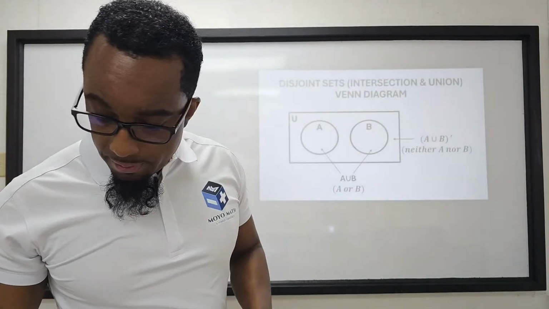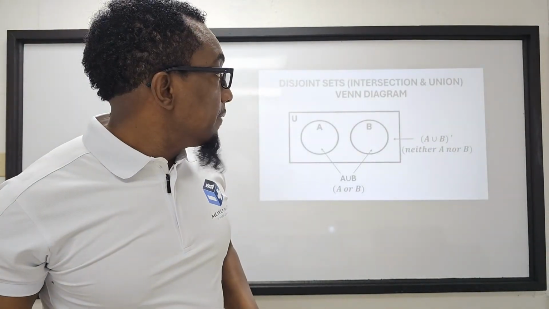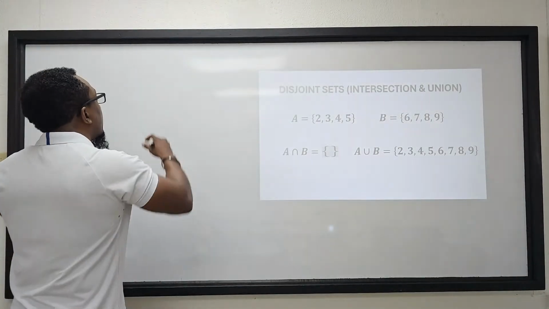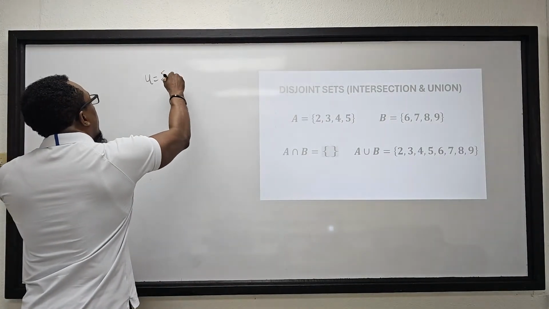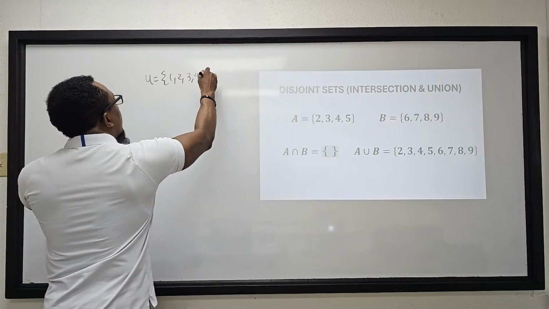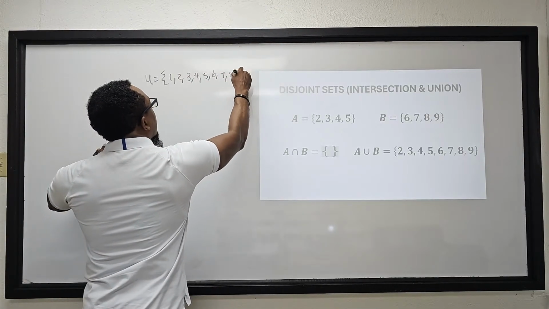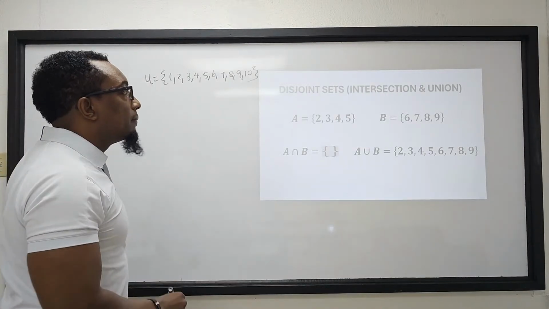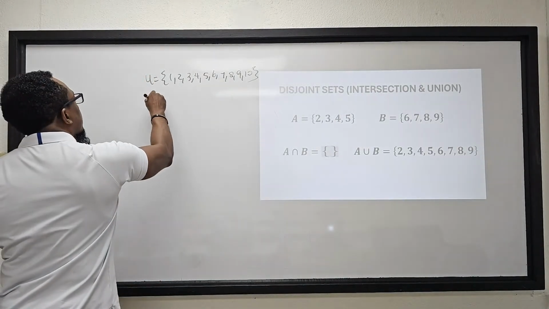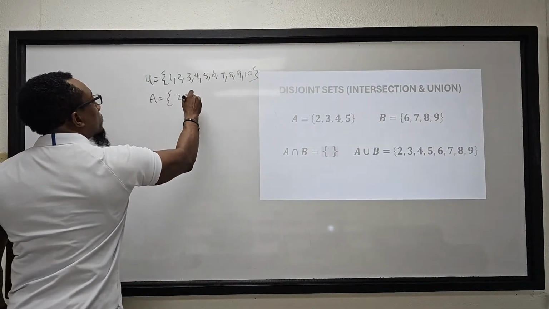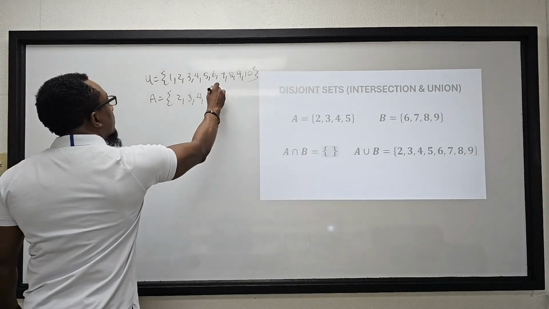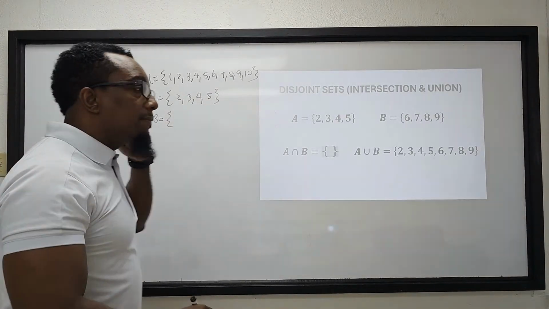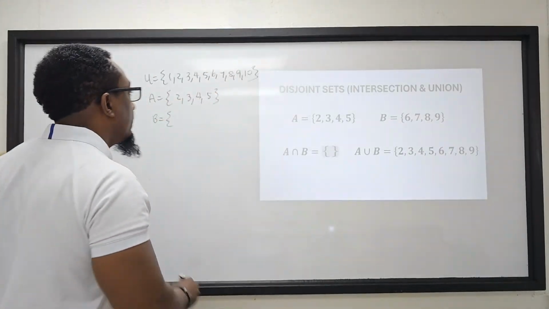So we can go back to the same elements I had previously, which I'll place inside here. Let me put a universal set: 1, 2, 3, 4, 5, 6, 7, 8, 9, 10. I have my set A, whose elements are 2, 3, 4, 5. I have set B, whose elements are 6, 7, 8, 9.